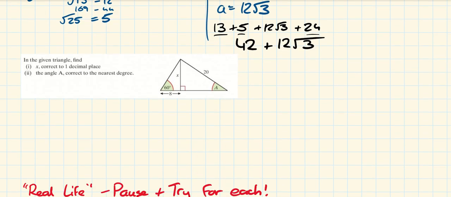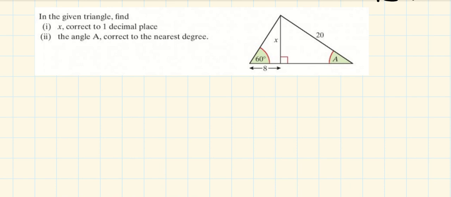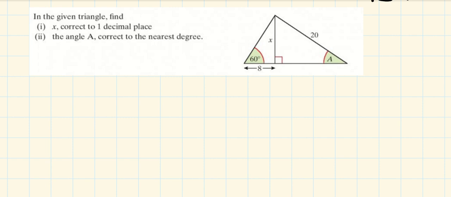Okay, got a couple more for you to do before we finish up for this one. I will make a second video with some exam questions, but I'm thinking based on time that I've done enough for this one for now. So in the given triangle, find x, but do pause it and try it yourself first. X correct to 1 decimal place and a correct to the nearest degree. So first of all, again, draw the triangle you need, 60 and 8 and x.